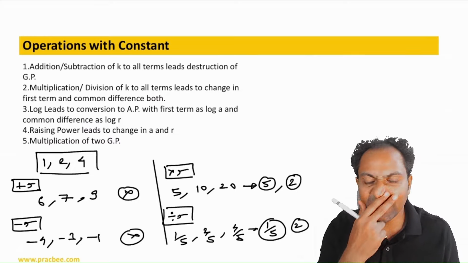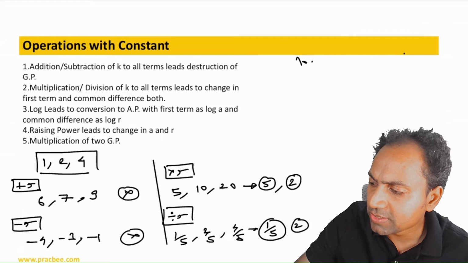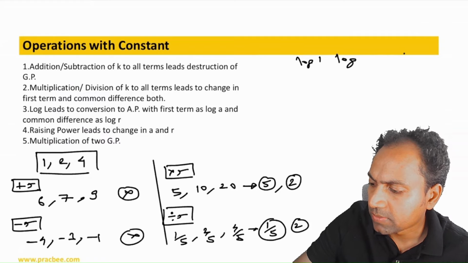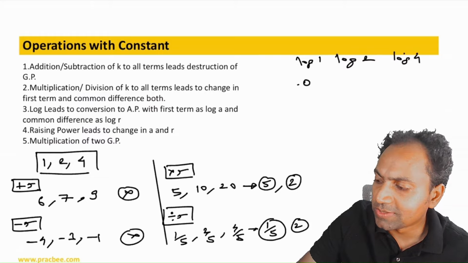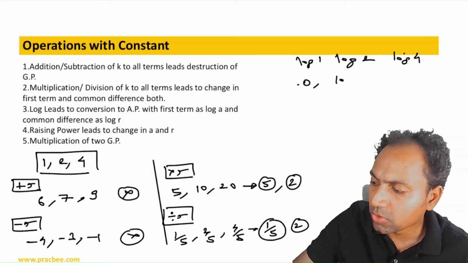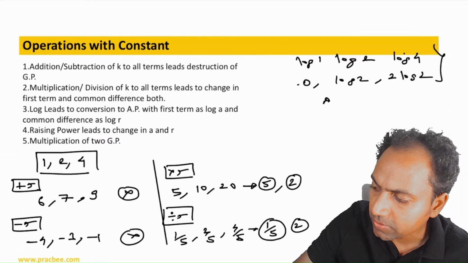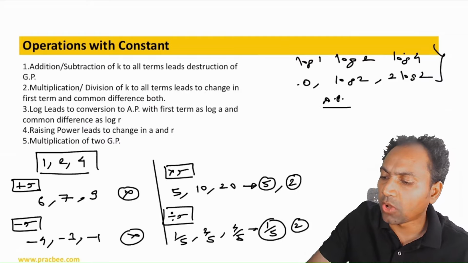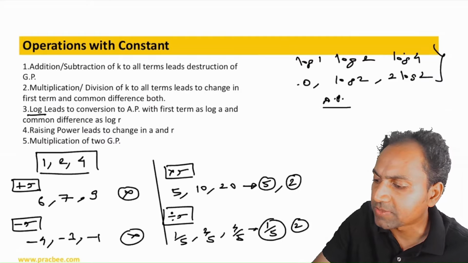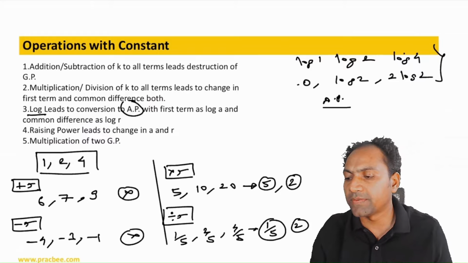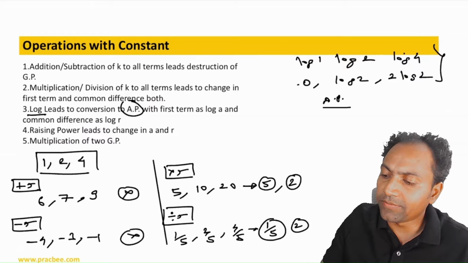Now what happens if I take log? If I take log, this becomes log of 1, log of 2, log of 4. So this one is 0 only, and this becomes log 2, and this can be written as 2 log 2. So what you can observe is now it has become an arithmetic progression. So if you take log on a GP, it becomes an AP. This is a very important thing. So we have done the first three properties.